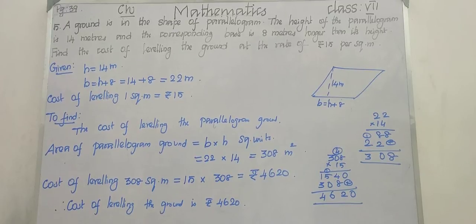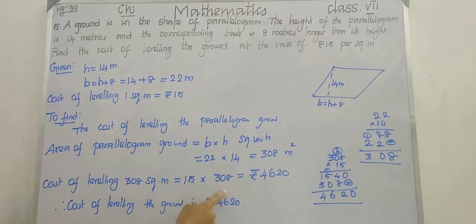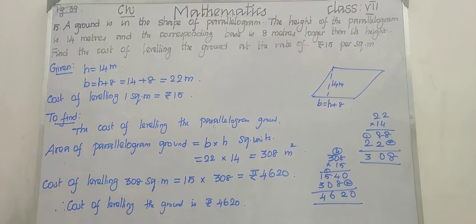So now we can find the cost of leveling the 308 square meters, right? For 1 square meter, the cost is 15 rupees. So we multiply 15 into 308. We got the answer as 4620. Is it clear, children? Therefore, the cost of leveling the ground is rupees 4620. Okay, that's all about today's class.